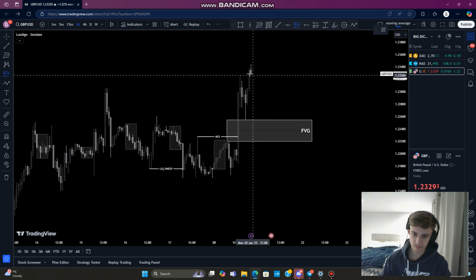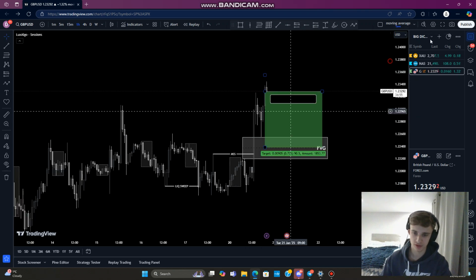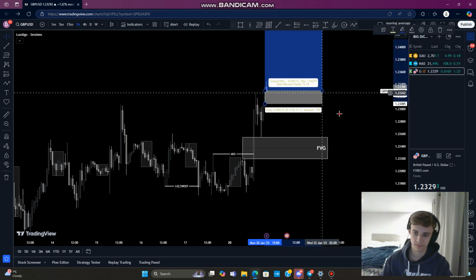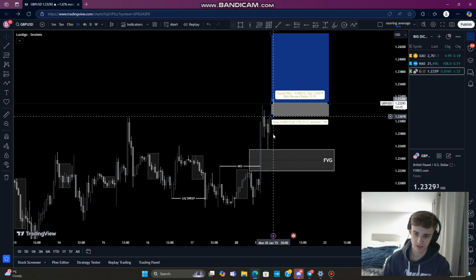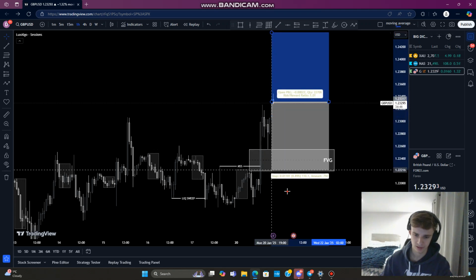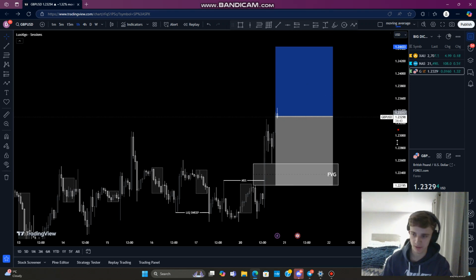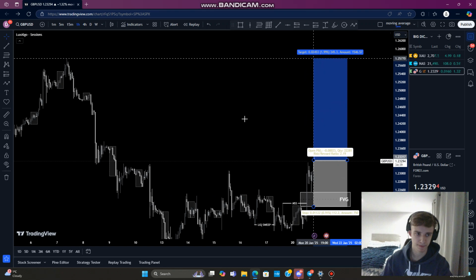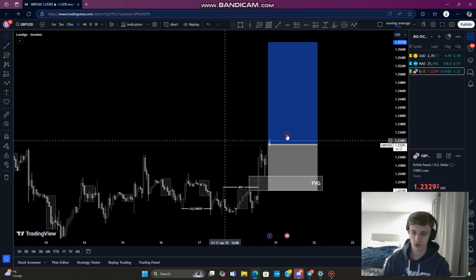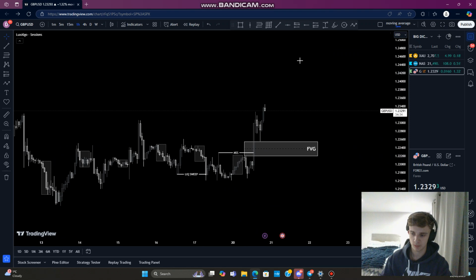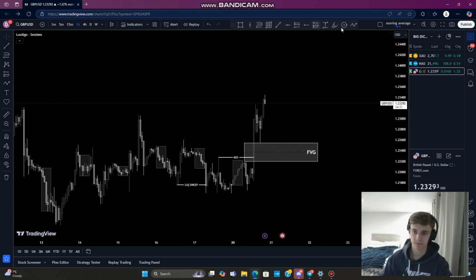So if I just entered here on a market structure shift or whatever, I'd have to have a massive stop loss. I'm not going to have a stop loss that's that big. That just makes no sense. Look at that risk to reward. That's horrible. So instead, we wait for the fair value gap to be filled. I'll just set my alert there.